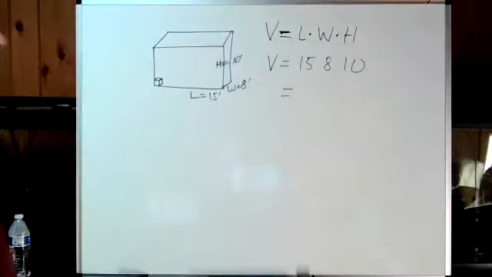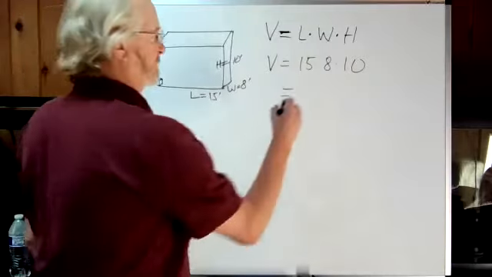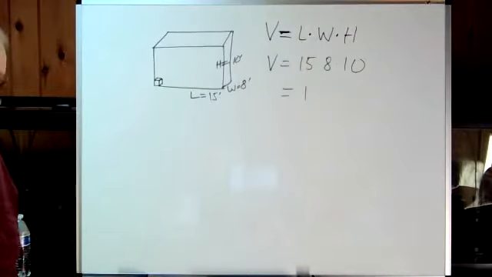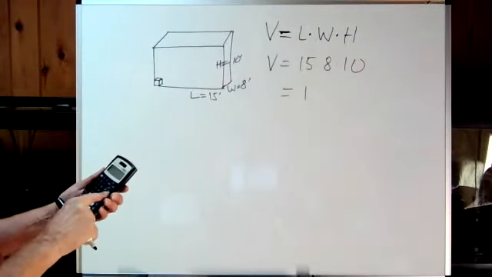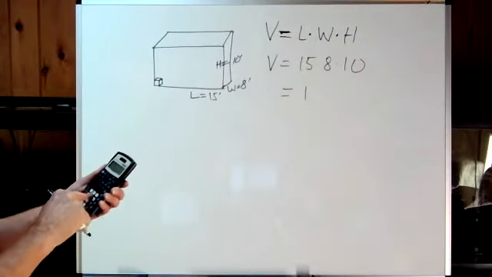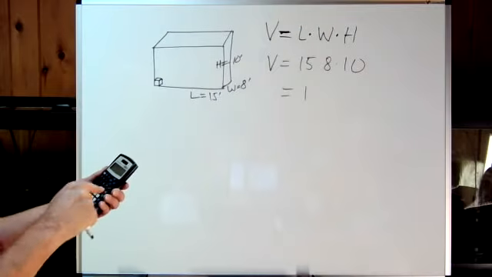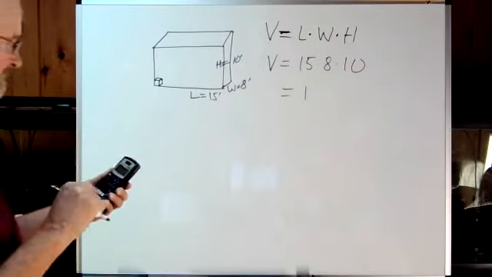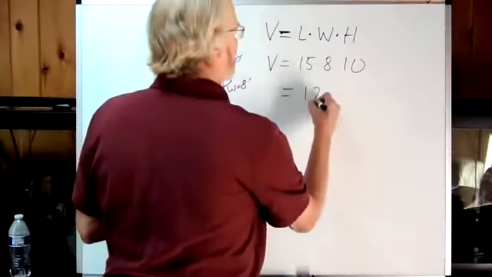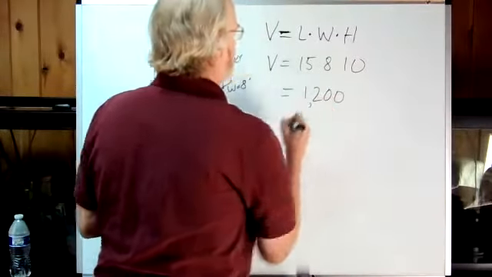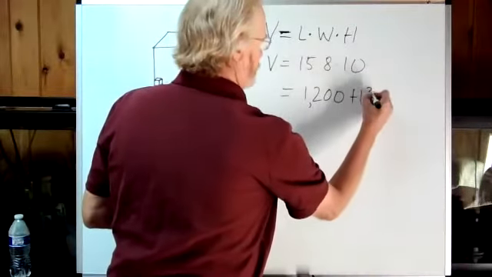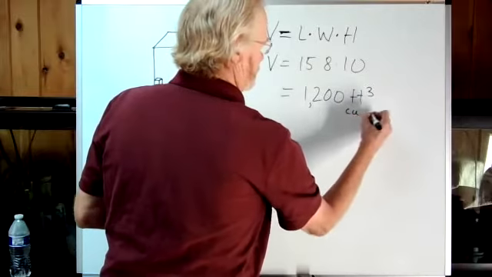And, let's see, 8 times 1.5, that's, but I don't want to make a dumb mistake here. I think it's, I've done enough of those already. Plug it in your calculator. 15 times 8 times 10, 1,200 feet cubed or cubic feet.